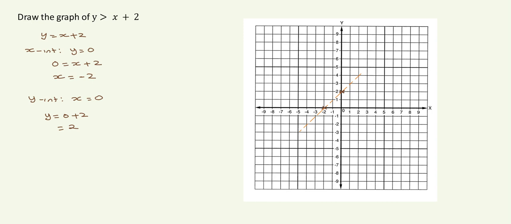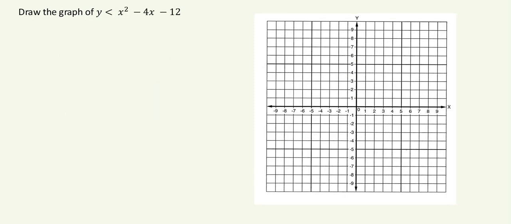Another way to test this is the origin test. So what we're going to do is use the point 0, 0 and plug it into the inequality. So we're saying y is 0, so 0 greater than 0 plus 2. 0 greater than 2 is false, so that means any part of the graph that has the origin is not considered a valid point. So we can see here that this right here represents the region that satisfies our inequality. So this is how you solve for a linear inequality.